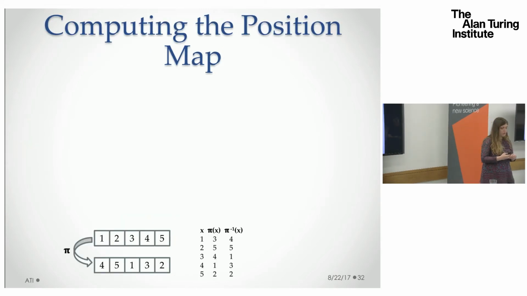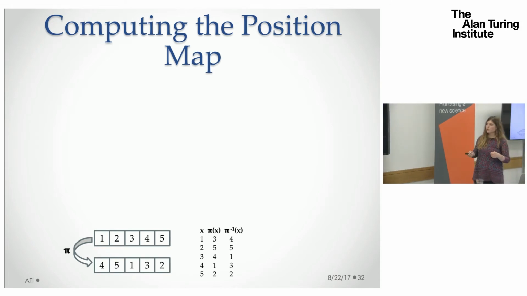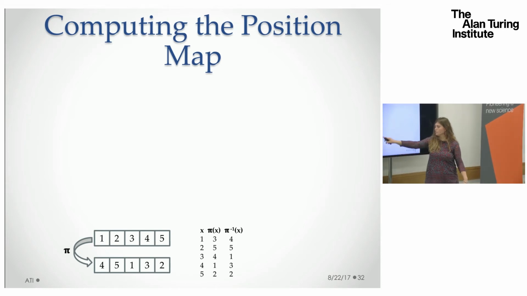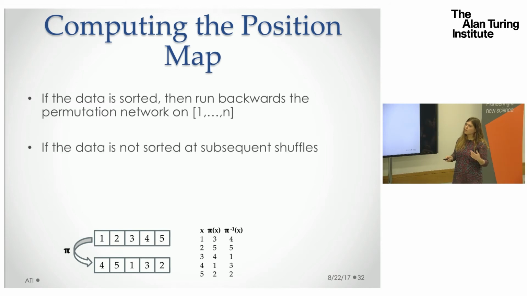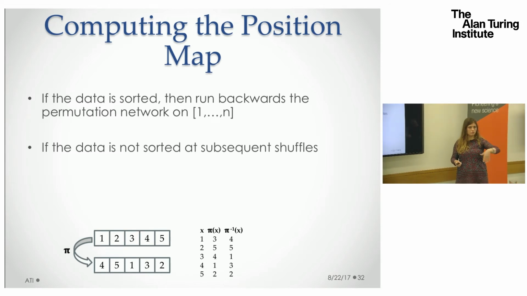So in order to compute the position map, this position map is really given by the inverse of the permutation. So it's easy if the data is sorted. You can run your permutation network backwards. However, if the data is already shuffled, which will happen in subsequent rounds when you need to reinitialize the ORAM, this becomes a little bit more complicated.